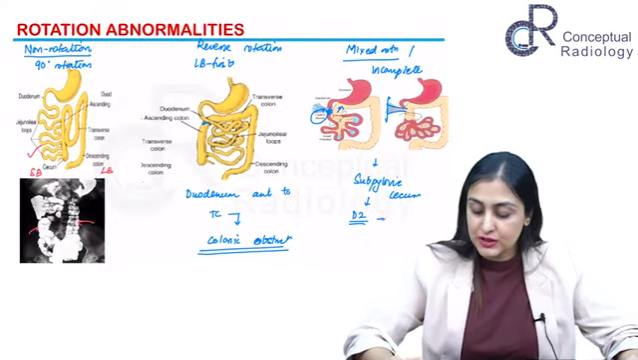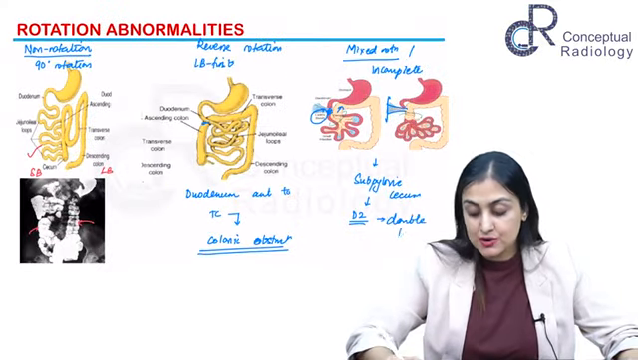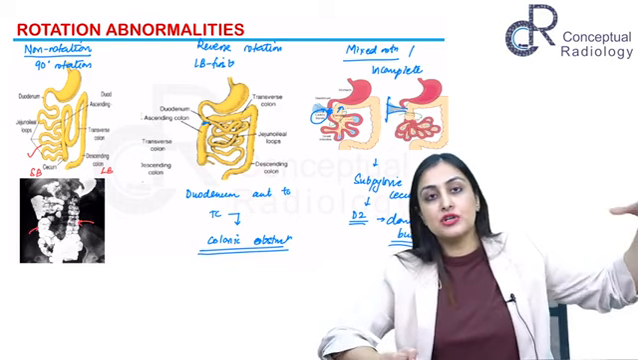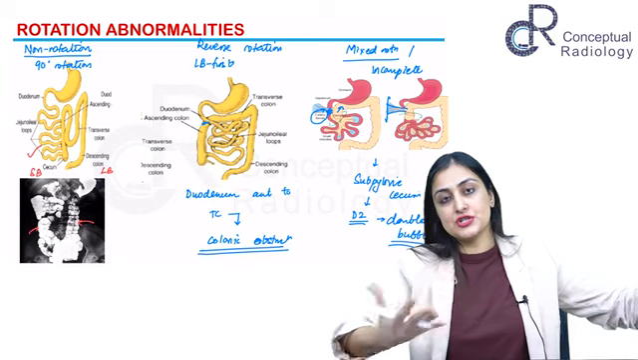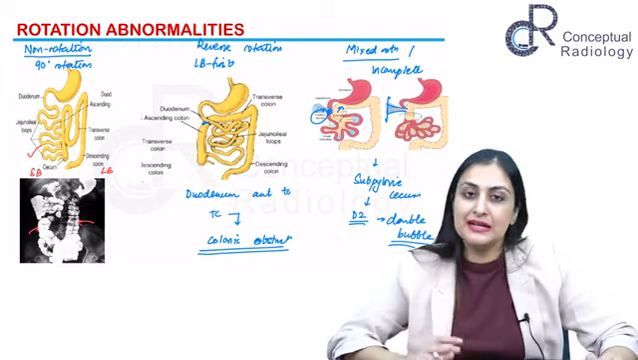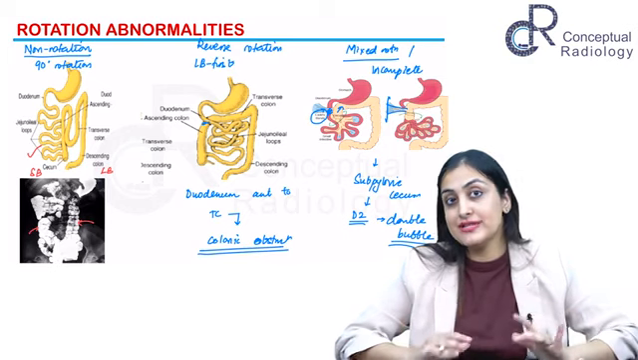So this is why you're going to have a double bubble here, right? Now you're understanding these LAD bands. They go from the cecum to the lateral abdominal wall, and in the process they obstruct the duodenum. So these are the different rotational abnormalities that I hope you've understood conceptually now.